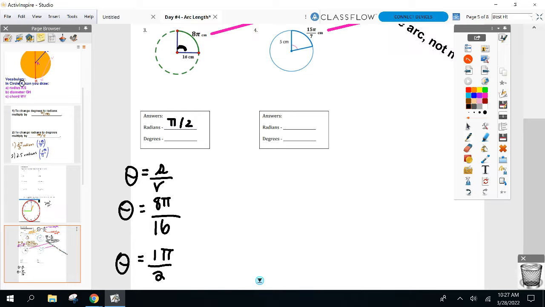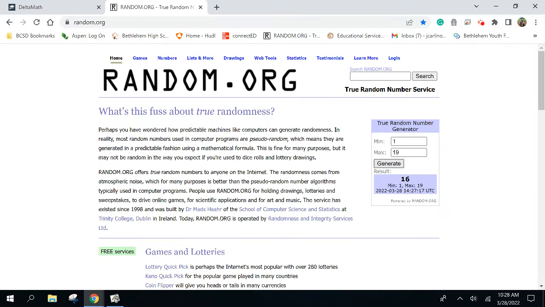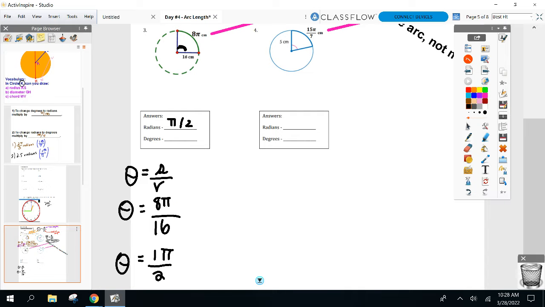Now I want it in degrees. Now we go to Friday, convert it. Convert pi over 2 into degrees. Remember what you got to multiply by. Put it all in your calculator and let me know what it is in degrees. What are you multiplying it by? 180. Okay, so 180 over pi in your calculator times pi over 2 in your calculator.